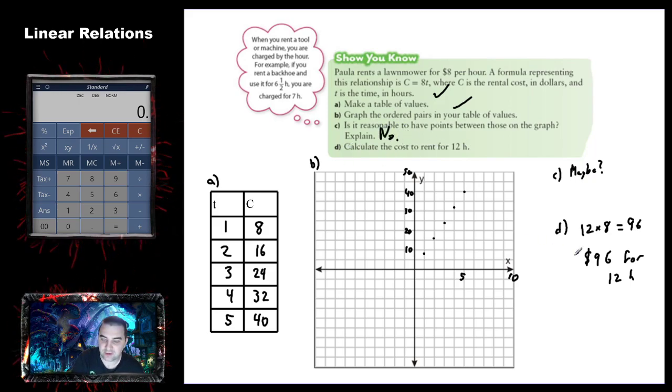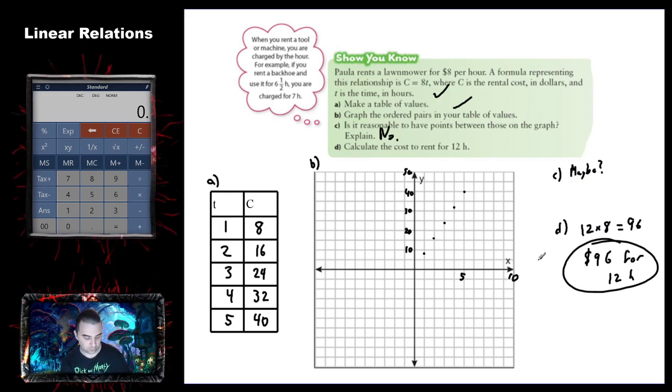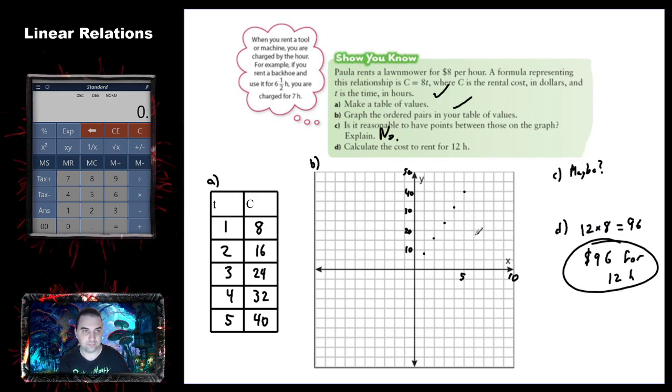Calculate the cost for renting 12 hours. I put 12 times 8, so 8 times 12 hours is equal to 96. So $96 for 12 hours of rental.